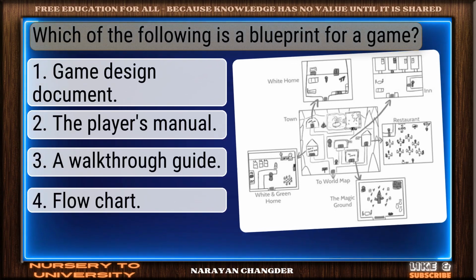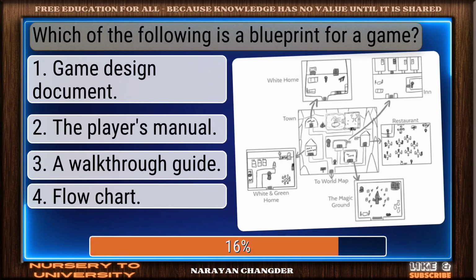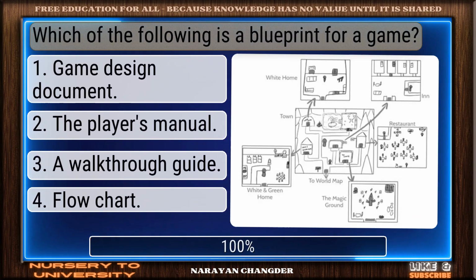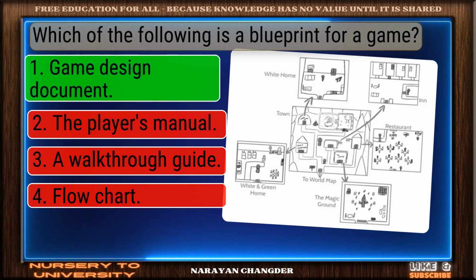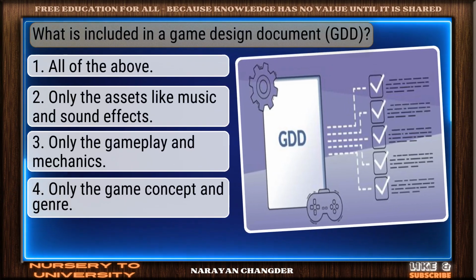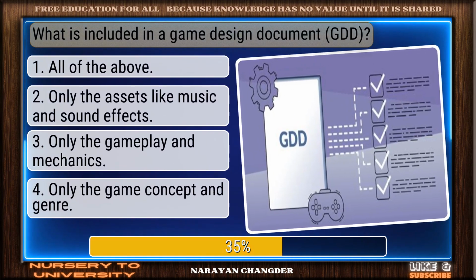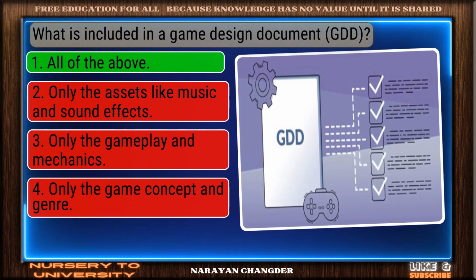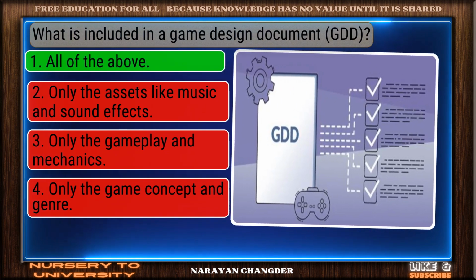Question number 19. Which of the following is a blueprint for a game? Good thinking. Game design document is the right answer. Question number 20. What is included in a game design document? Great thinking. All of the above is the right choice.